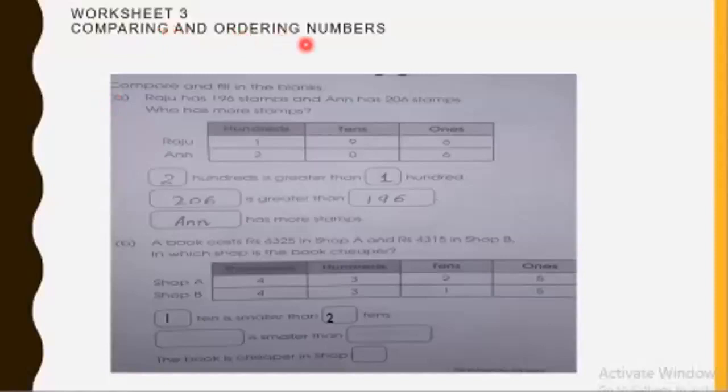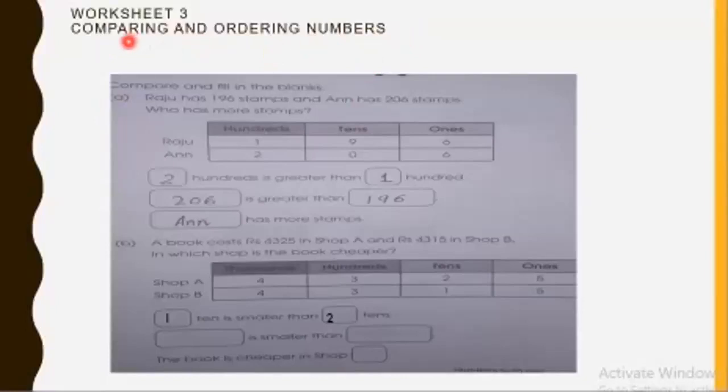Actually, I downloaded it as it is for my students to understand the concept well, and after watching this video you will be able to complete the work by yourself because this page is something that I'm explaining to you all, and then you can easily do it by yourself. So the topic name is comparing and ordering the numbers.